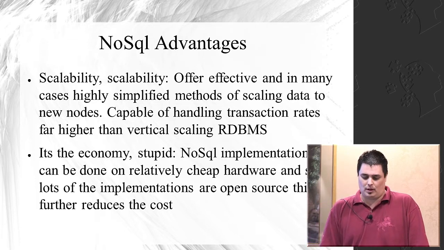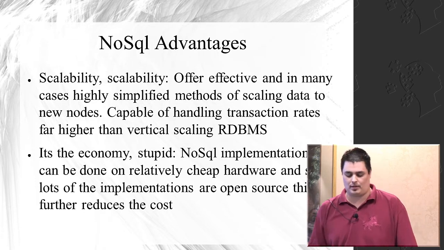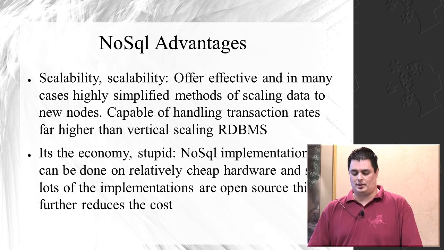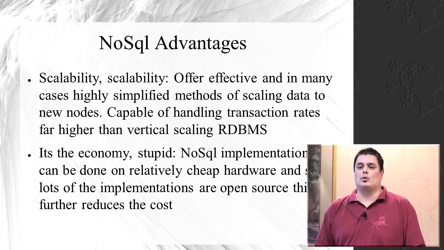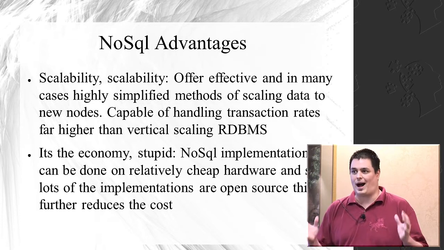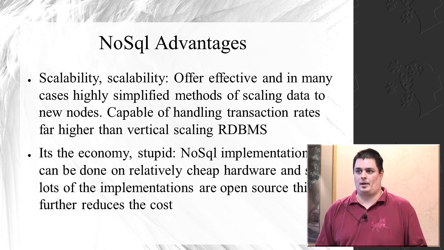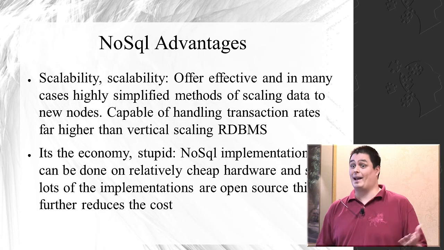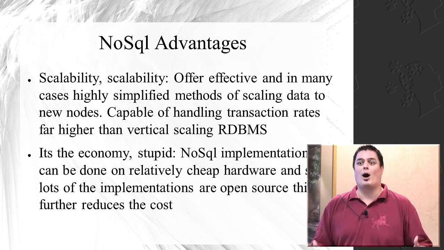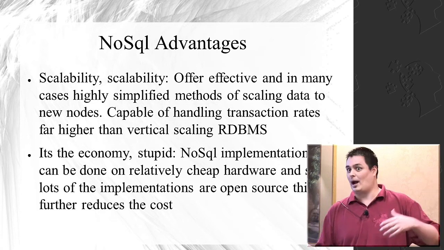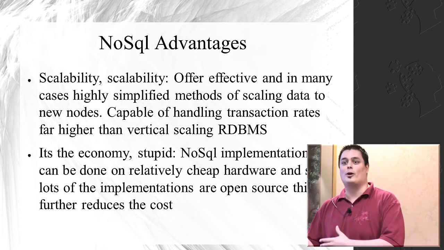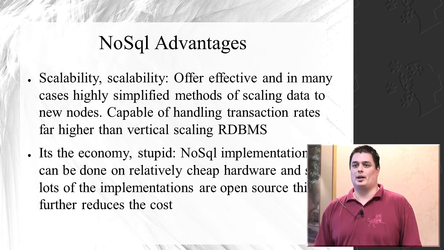It's also capable of handling transaction rates far higher than vertical scaling RDBMSs. And the problem with the database, and I'll get into more detail on this later, is that it was built in a world where the solution to poor performance or more power was just buying a bigger box. That has been the approach in computer science for a long time. It makes sense. We came from mainframes. Mainframes are just big boxes. What did you do when you ran out of it? You just go to IBM and you buy the next size, right? I want a large. We don't live in that world anymore.